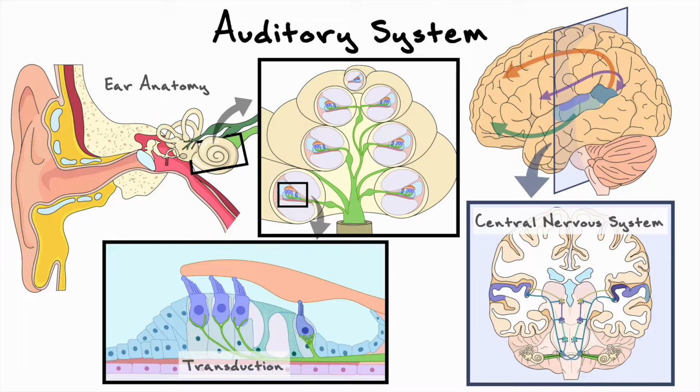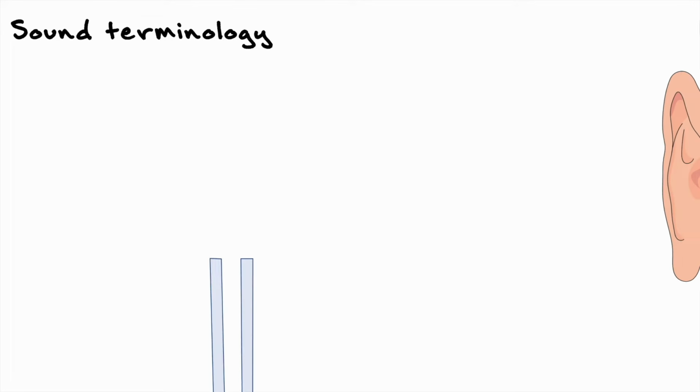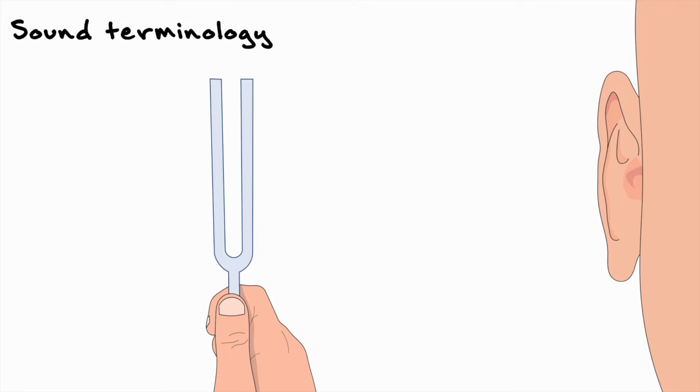Now, in order to understand how our ears can transform sounds into information that our brains can interpret and act upon, we first need to understand what sound is and some of its general properties. The reason why we do this is to introduce a bit of terminology that we will use throughout the rest of the video. So, to illustrate these properties, let's imagine a tuning fork near us, which will represent a sound source. If we hit this tuning fork, sound waves will propagate from this source, and this is what we will be able to hear.